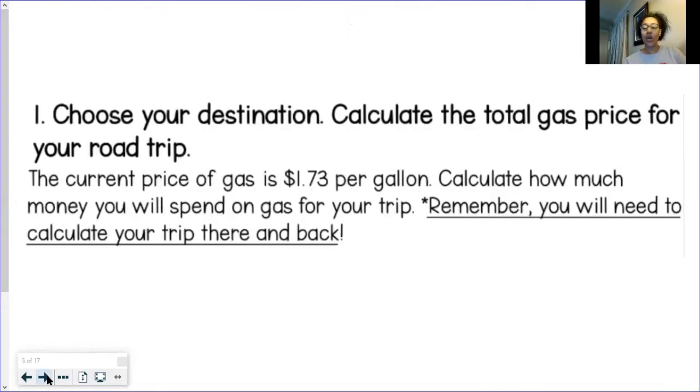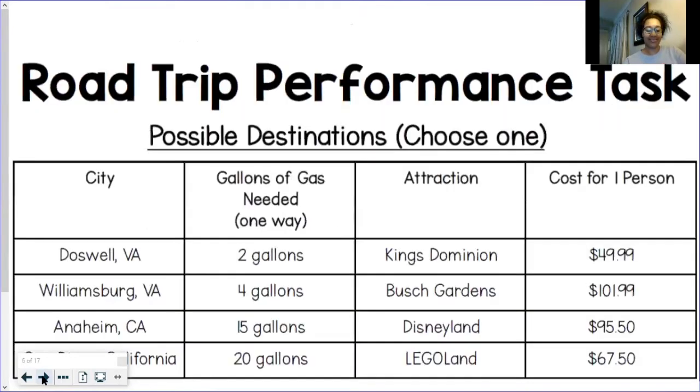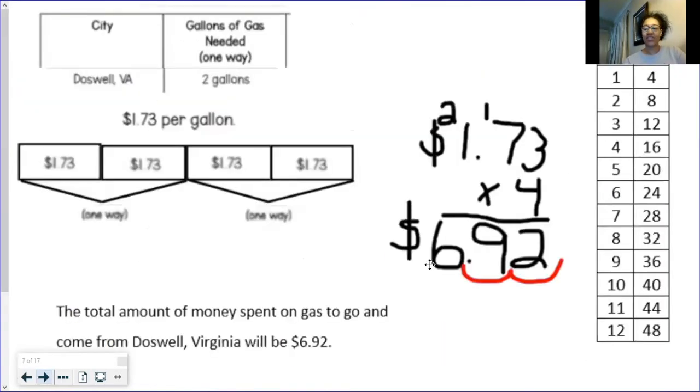Now I'm going to go over some possible answers, depending on where you chose to go. So if you chose to go to Doswell, it took us 2 gallons to get there. But remember, we weren't just staying, we had to come back.